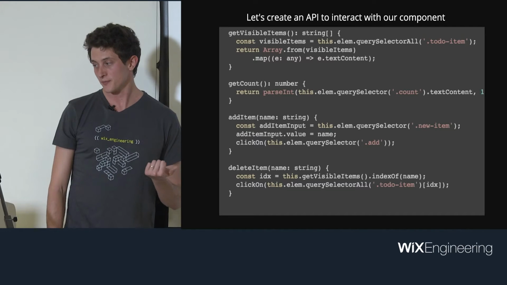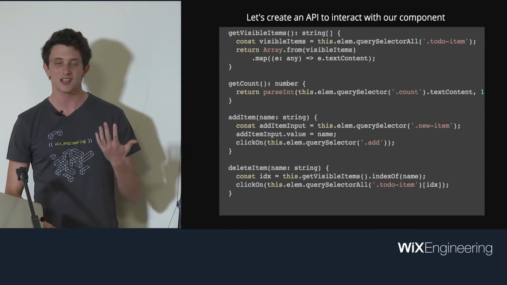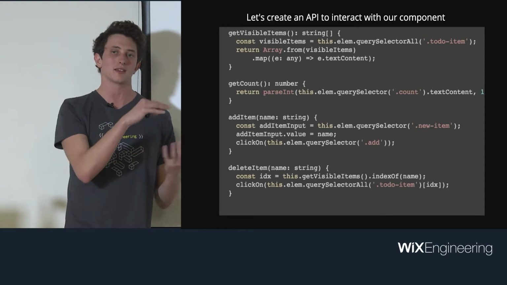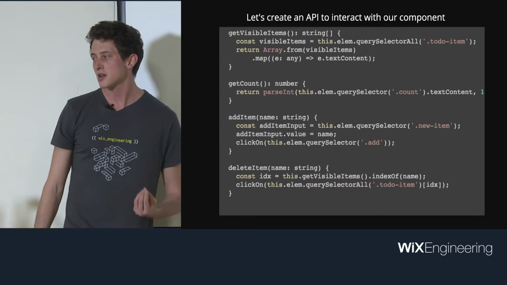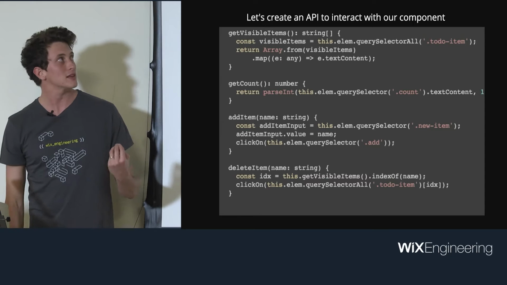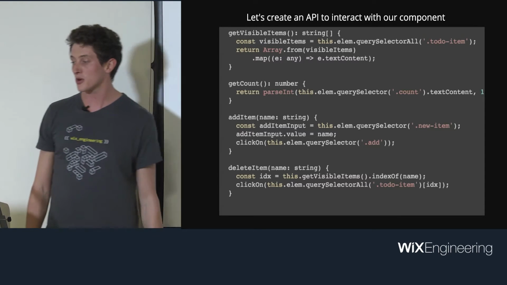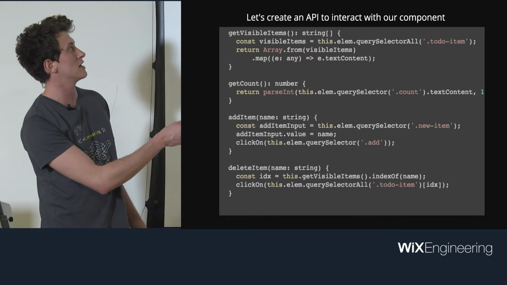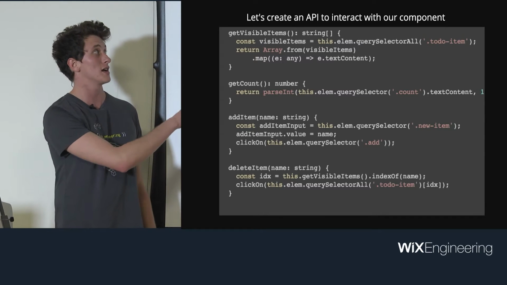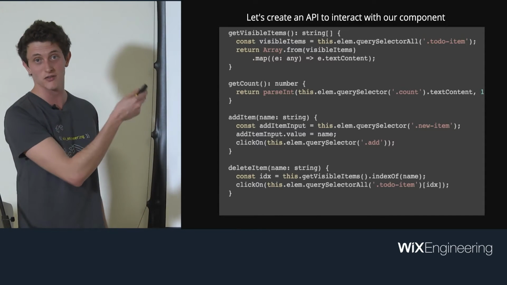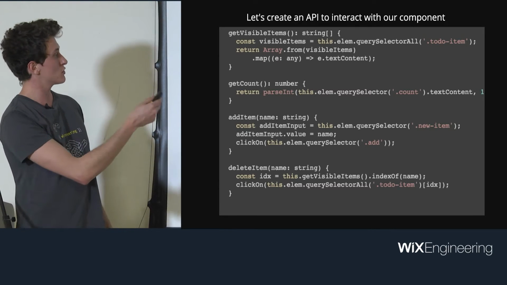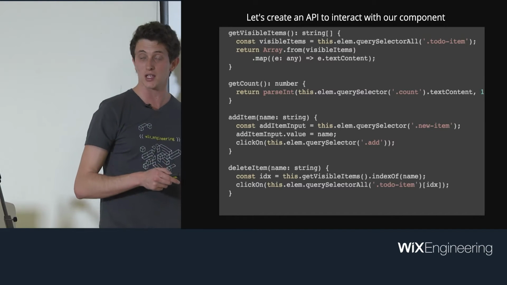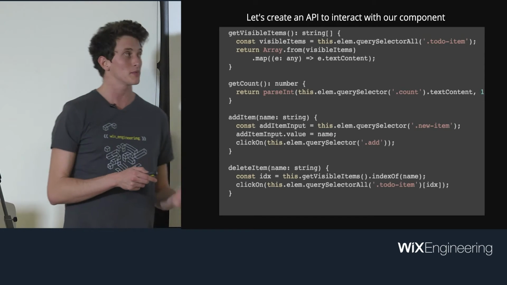We can create an API to deal with our app. For example, imagine that this is a class. I didn't write the class part and the constructor part, but let's assume we have some functions. Get visible items will return a list of strings, get count will return a number, add item will receive a string and handle the addition of the item to the list, and delete item will receive a string that represents an item in the to-do list and will simply delete it.